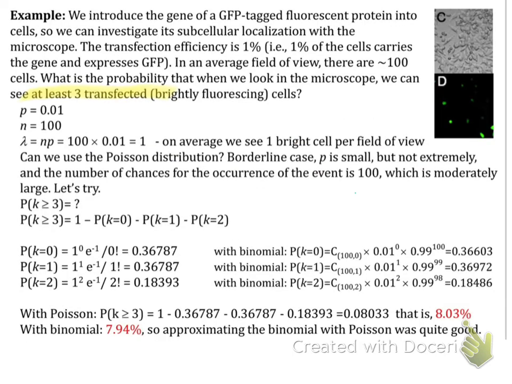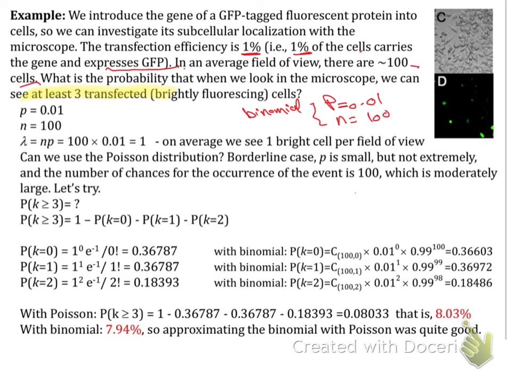In this example, we introduce the gene of GFP, a tag fluorescent protein, into cells, so we can investigate its subcellular localization with the microscope. The transfection efficiency is 1%, so 1% of the cells carry the gene and express GFP. So the probability is 1%, 0.01. I have p. Let us see whether I have n also. If I have p and n, I can use binomial. And there are 100 cells, so I have n equals 100.